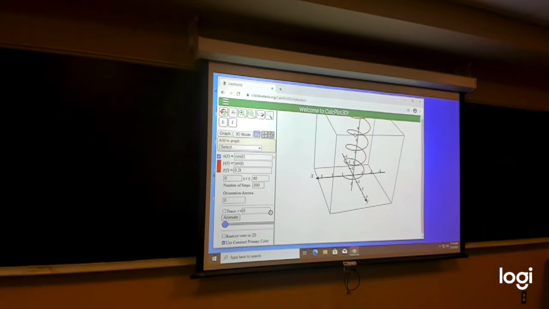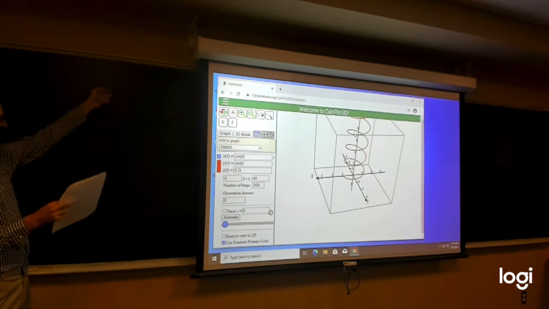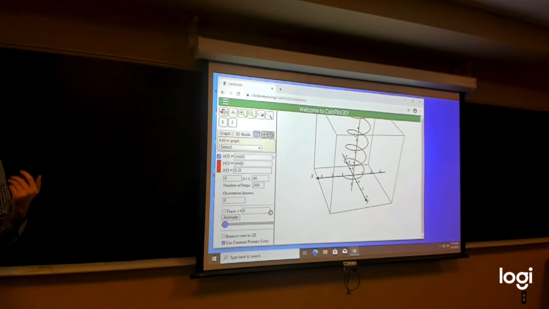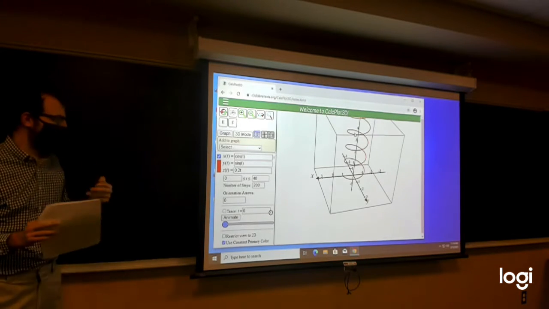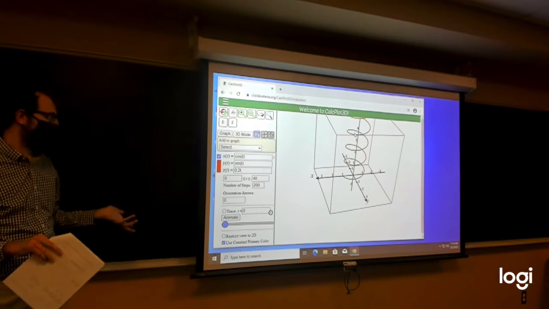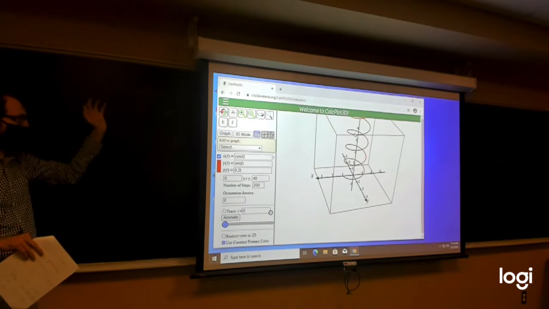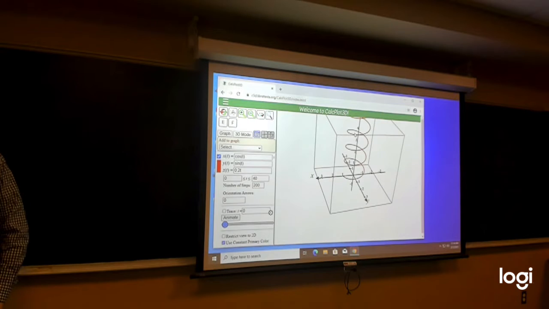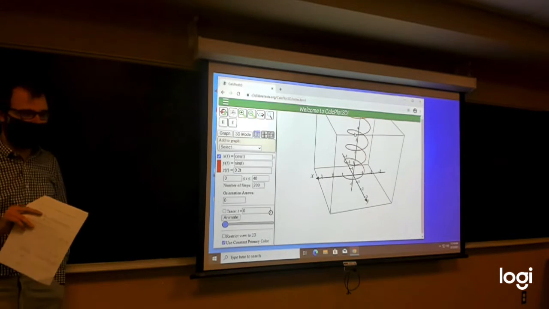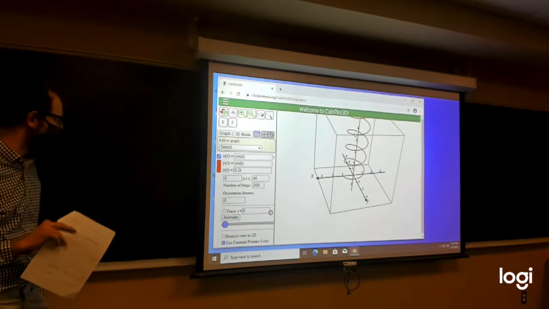Let's knock over my computer. The fact that our x-coordinate is cosine of t and our y-coordinate is sine of t tells us we're going to have this circular pattern. As t increases, meaning the z-coordinate goes upwards, x and y are going to circle around the z-axis, as cosine and sine tend to do.